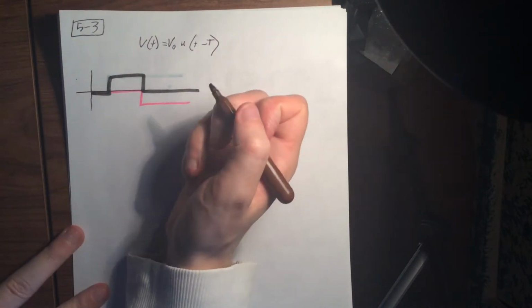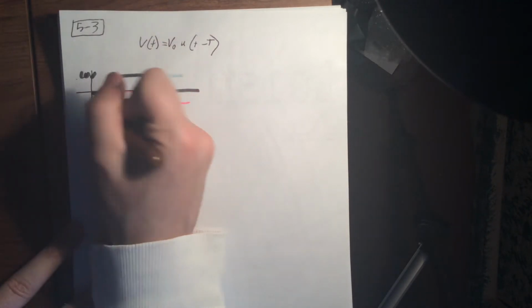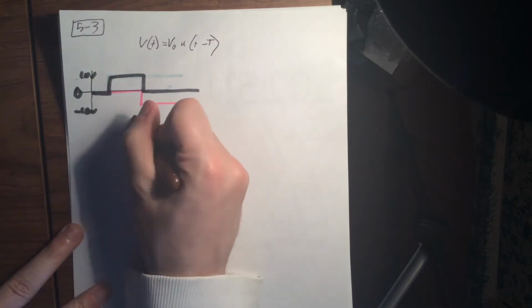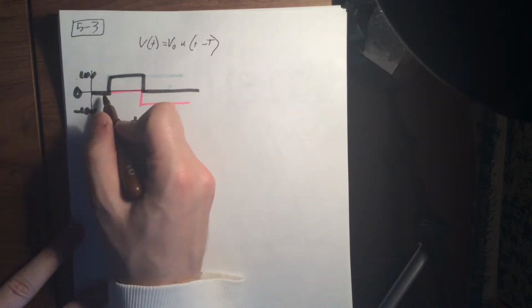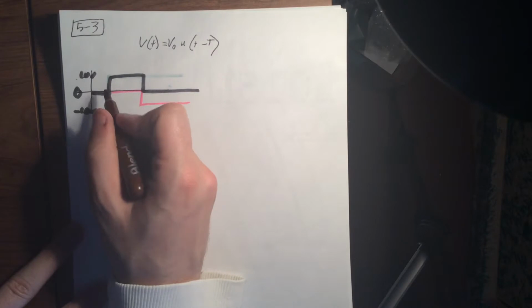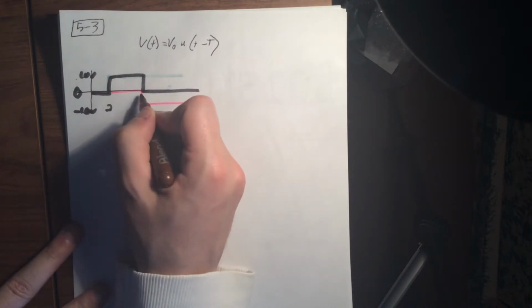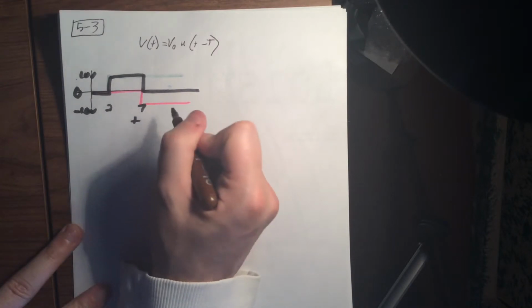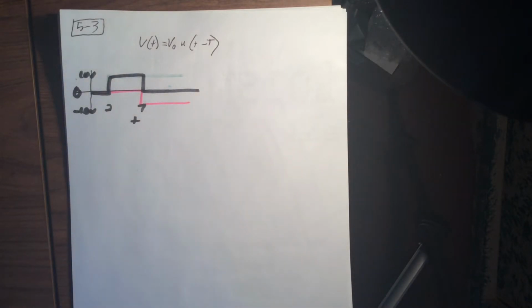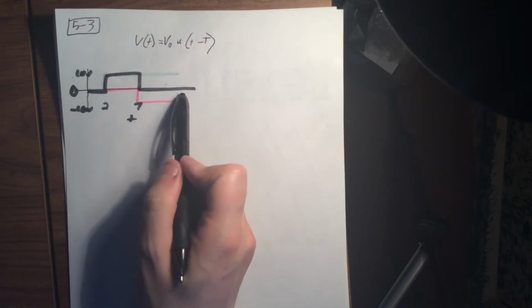And again, if we need some values for this, it's going to be 10 volts, this is minus 10 volts, this is 0 volts, and this is time. And so this is, what is that? It starts at 2, so this is 2. And then it goes 5 μs, so this is 7. And then this is infinity. All right, so that's conceptually how that works. The green plus the pink equals the black.